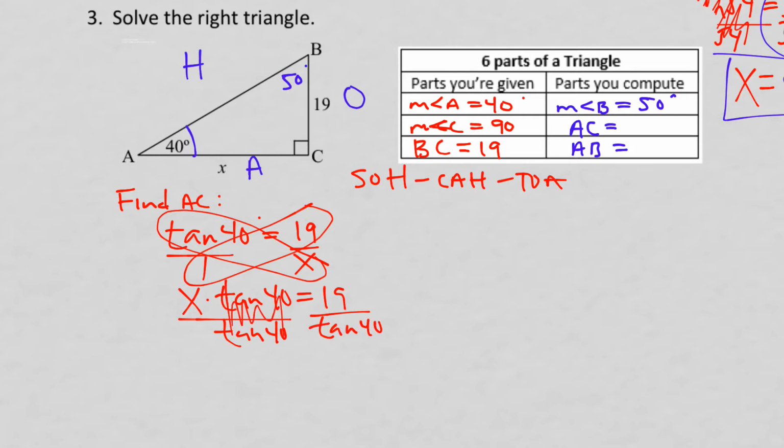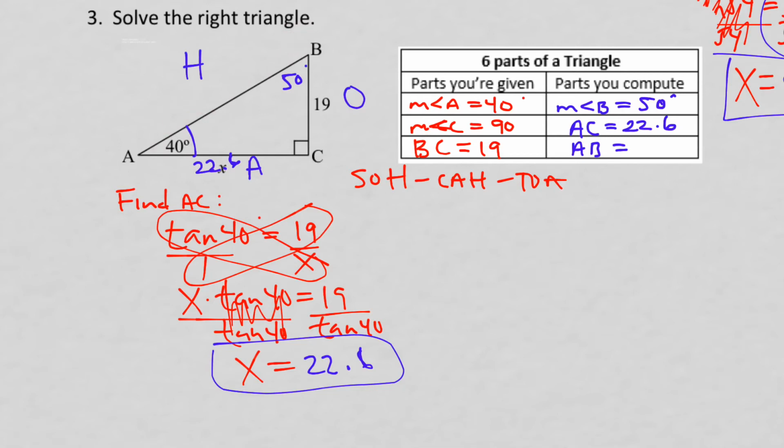And I get that x equals, again with a calculator, if I press 19 divided by tangent of 40, I get approximately 22.6. So this is going to be the length of AC here. So I've now found AC to be 22.6. So with that being identified as 22.6, my last question is to find the hypotenuse, AB.